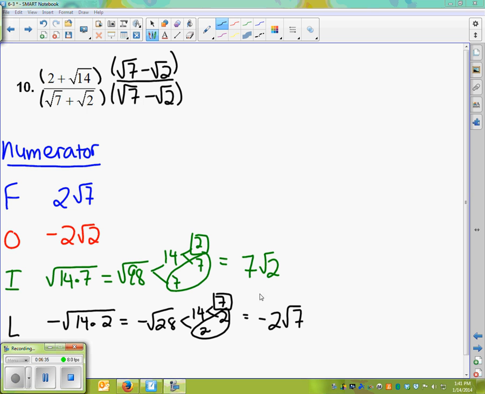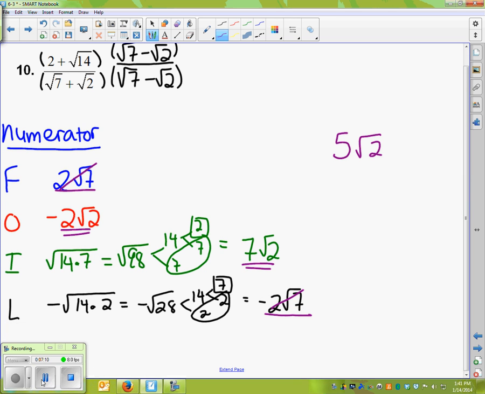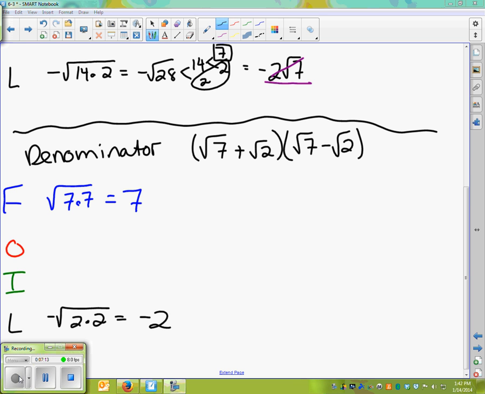This is my FOIL for the numerator. Adding terms, 2 radical 7, and the last minus 2 radical 7. 2 minus 2 is 0, so they cancel each other out. Adding my inside terms, negative 2 radical 2 plus 7 radical 2. 7 minus 2 is 5 radical 2. Now for the denominator. Here's my denominator. I went ahead and rewrote it.